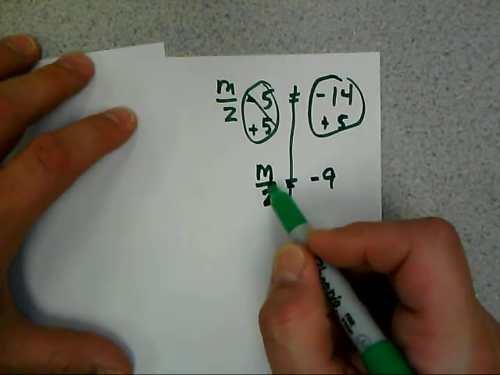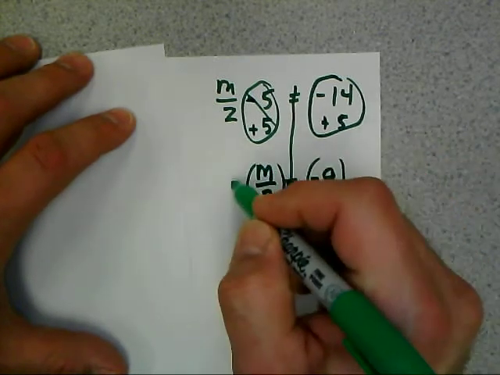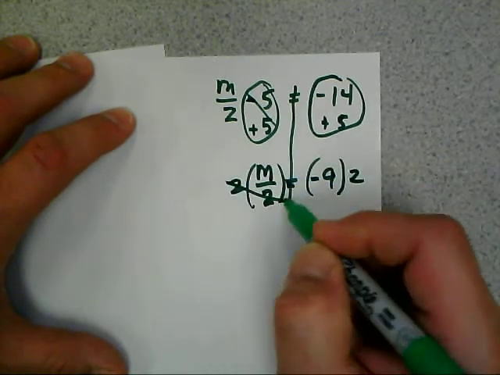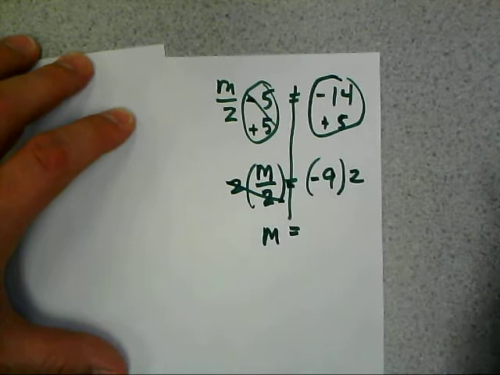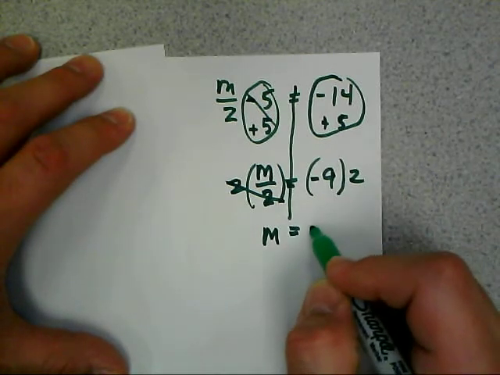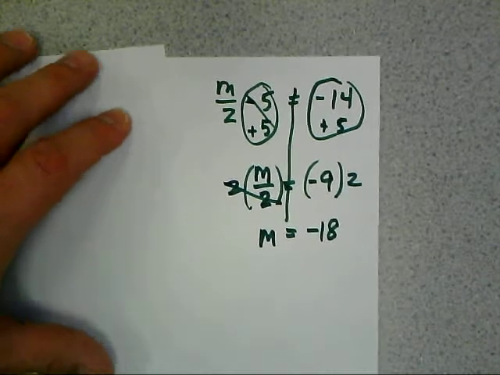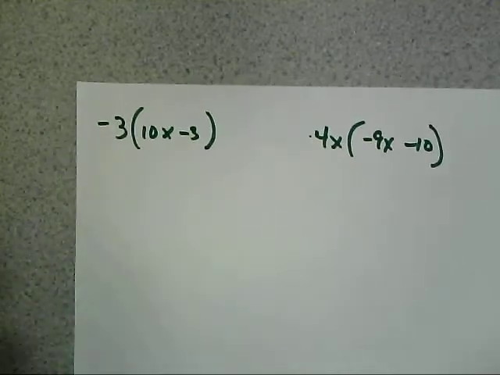What do we have? We have m divided by 2. So what are we going to do? We're going to multiply both sides by that number, which is 2. The 2's disappear. We have m equals negative 9 times 2 is negative 18. Just so happened both of them came out to be negative 18. All right, that's that one. And on to our newer stuff that we learned.